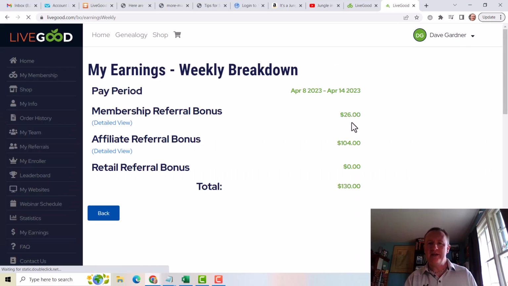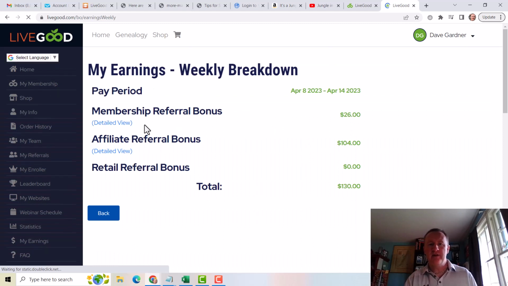And so when we click on this, notice it's broken down into 2 parts, the membership referral bonus and the affiliate referral bonus. So when you join LiveGood, there's 2 fees to pay in the beginning. Number 1 is a one-time $40 registration fee to become an affiliate. That means you're going to be able to promote and earn commissions. And when you sponsor someone, you earn a 50% commission of that. So you actually get $20 for every person you sponsor.